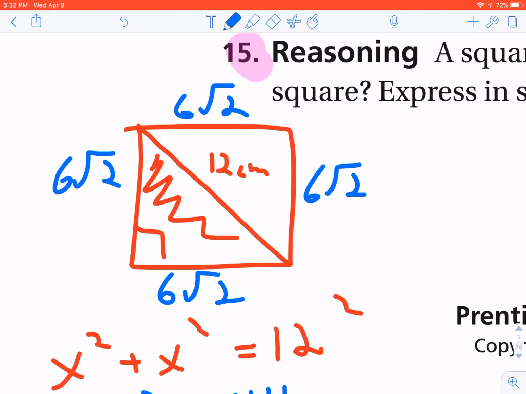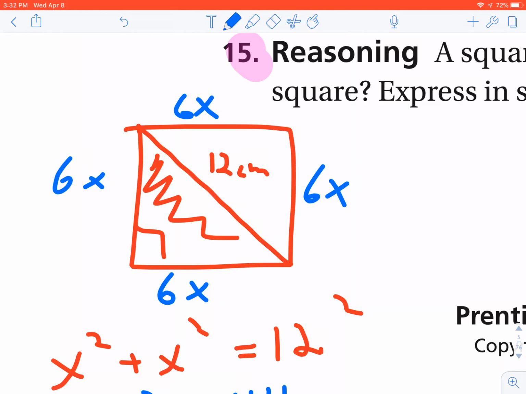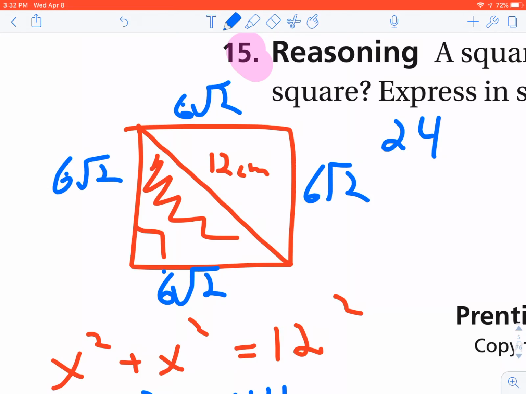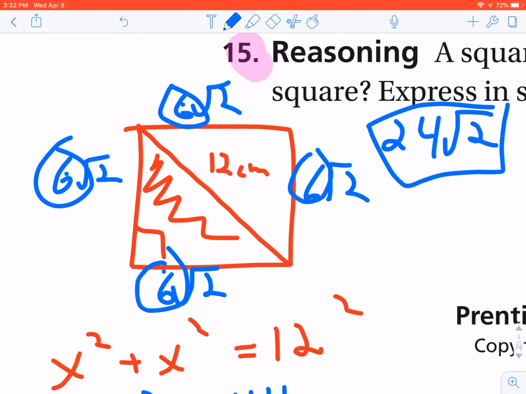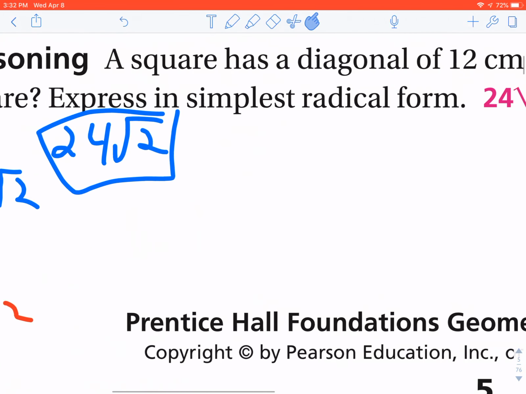And then, of course, they're asking for the perimeter. Well, just to explain this to you, if all the sides were said to be 6x, and you had the perimeter, you have to add them all up. So let's say hypothetically all the side lengths were 6x. You don't do anything with the x's. You just add 6 plus 6 plus 6 plus 6, which gives you 24 x's. Well, the radicals work the exact same way. Ignore the radical 2's, add 6 plus 6 plus 6 plus 6, or do 6 times 4 to get 24 radical 2. That's the perimeter of your square.